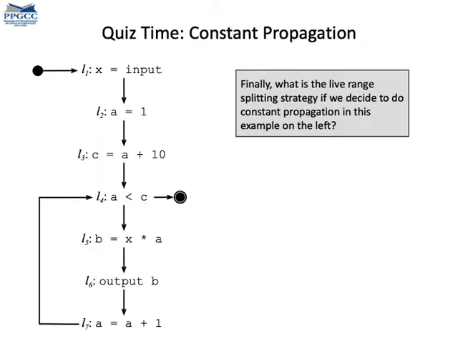Now let's talk about constant propagation once again. What would be a live range splitting strategy for constant propagation? You can stop the video and look at the program to have ideas, and then you can think about this question.